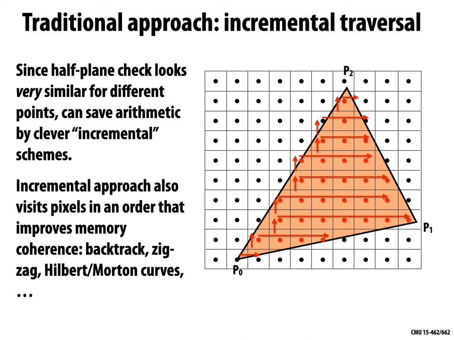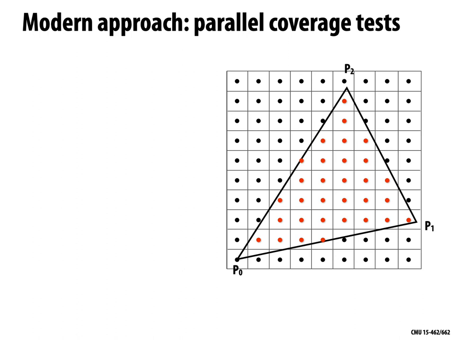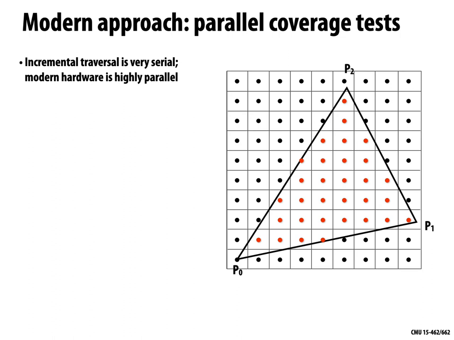A more modern approach is to recognize that real hardware is also increasingly parallel. So this idea of traversing the pixels in a grid and incrementally updating some values is a very serial idea. What we're going to do instead is just test all the samples in the bounding box around the triangle. So it's kind of the tightest fitting box around the triangle. We're going to test all those samples in parallel.